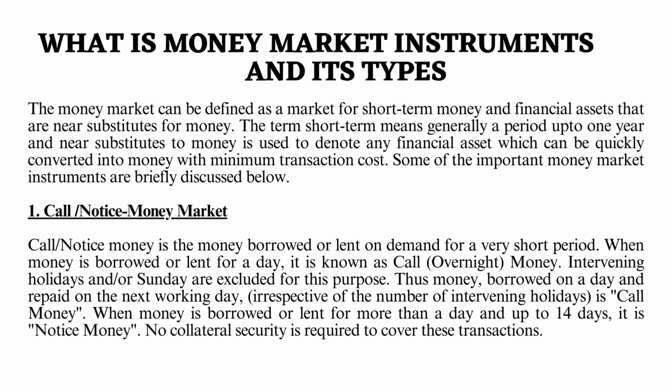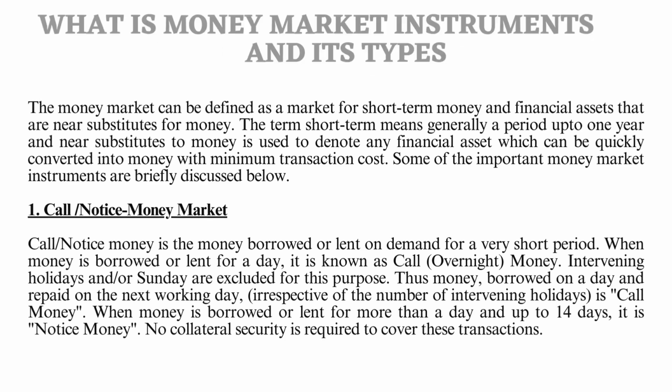First is call notice money market. Call notice money is the money borrowed or lent on demand for a very short period. When money is borrowed or lent for a day, it is known as call overnight money. Intervening holidays and/or Sunday are excluded for this purpose. Thus, money borrowed on a day and repaid on the next working day, irrespective of the number of intervening holidays, is call money. When money is borrowed or lent for more than a day and up to 14 days, it is notice money. No collateral security is required to cover these transactions.